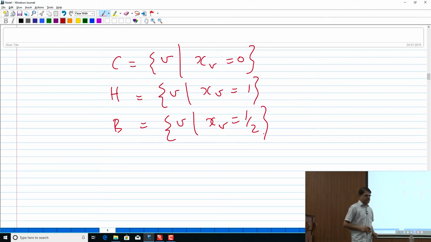I partition my vertex set into these 3 parts, right? The LP has put 0, half, 1. All those which have got 0, all those which have got 1, all those which have got half, I'm going to partition them into vertex 3 parts, okay? And I gave the names purposely as C, H, B because I claim that this forms a crown.